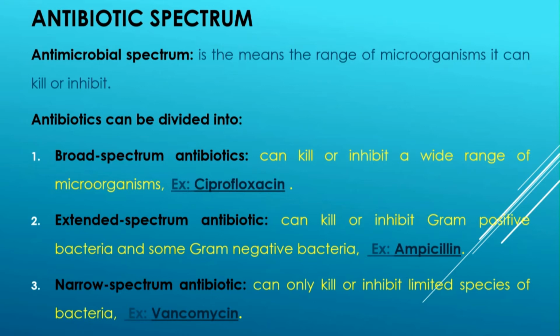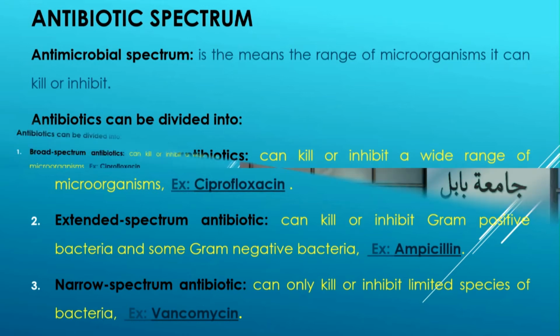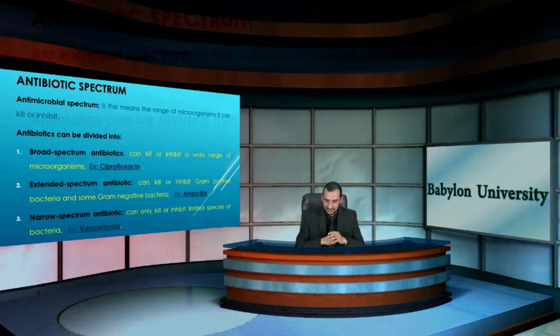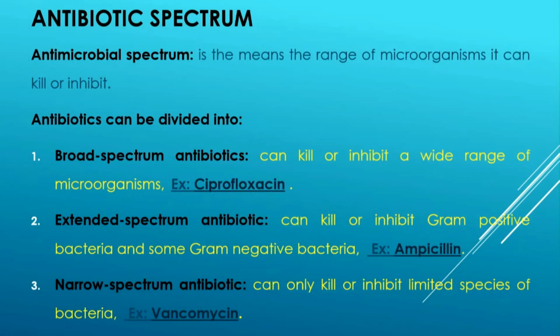What do gram-positive and gram-negative mean? These are two types of bacteria that scientists classify according to the structure of the cell membrane, cell wall, and other compounds. The antibiotics that have activity against pathogenic gram-positive bacteria cause breakdown of the peptidoglycan, the main compound of the structure of the cell wall. A narrow spectrum antibiotic can only kill or inhibit a limited number of bacterial species, for example vancomycin.